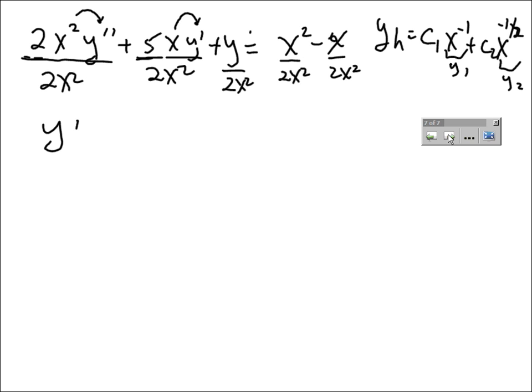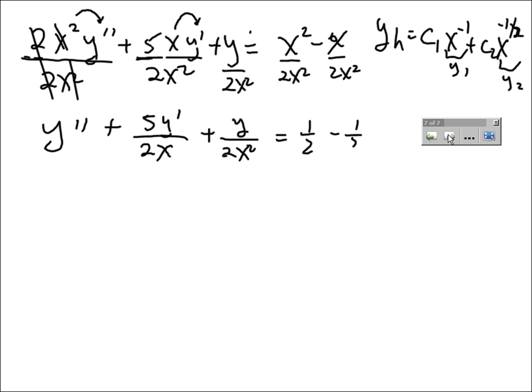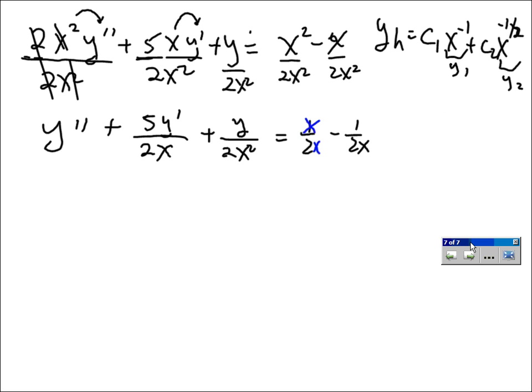And then we get y double prime because of that cancellation plus 5y prime over 2x plus y over 2x squared. This is 1/2 minus 1 over 2x. Now, if I multiply the top by x, I have to multiply the bottom by x. So now I just have a common denominator. It's x minus 1 over 2x. In subtraction, as you know, if the denominators are the same, just keep it and subtract the tops.